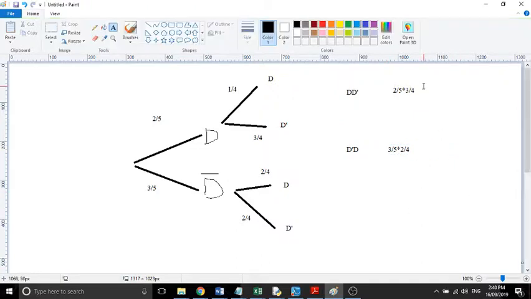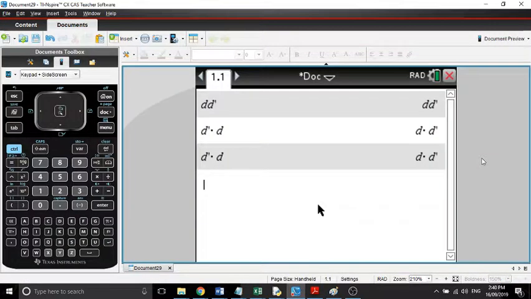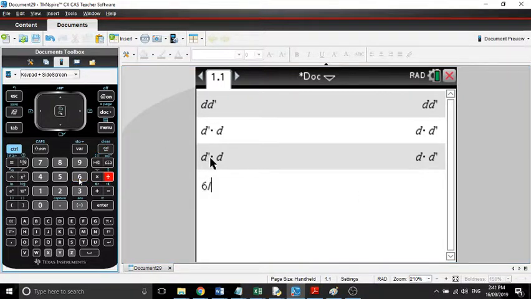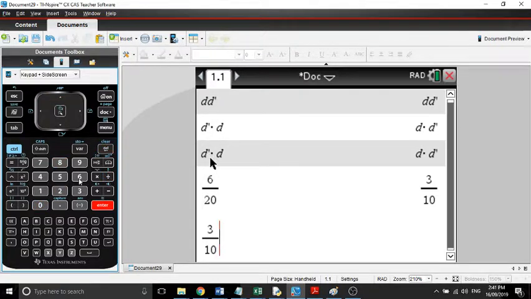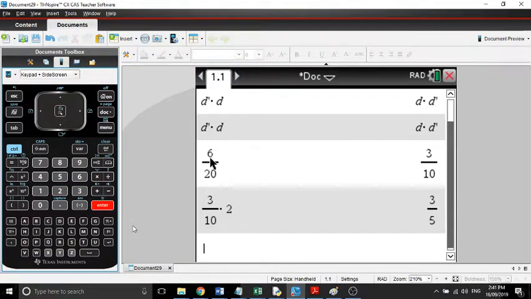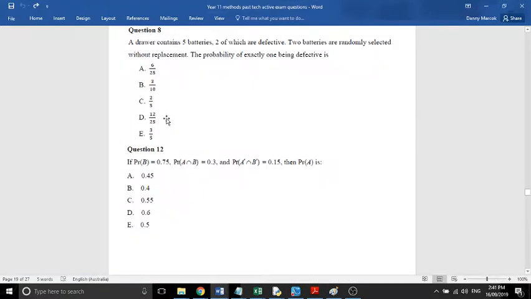So what we end up with there is 6 over 20 plus 6 over 20, which ends up being 6 over 20 times 2, which gives 3 over 5, which is our answer there. Sorry, our answer there is E.